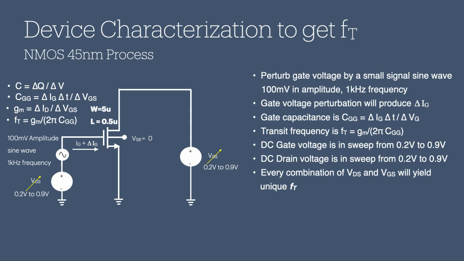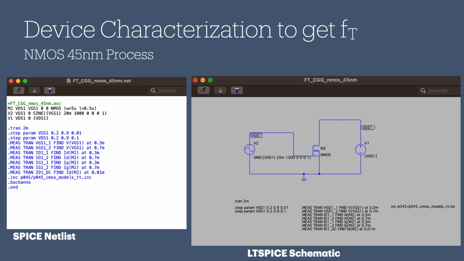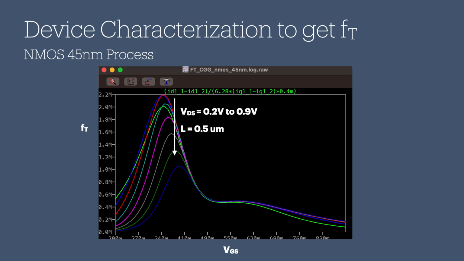Here, we summarize the step-by-step procedure to get transit frequency. We show here how we do it in LTspice. The student is encouraged to study the test bench and LTspice code on their own. This is the transit frequency FT, measured while sweeping the VGS and VDS. The length here is maintained at 0.5 micrometers, and the source-to-body voltage VSB is set to 0 for simplicity.